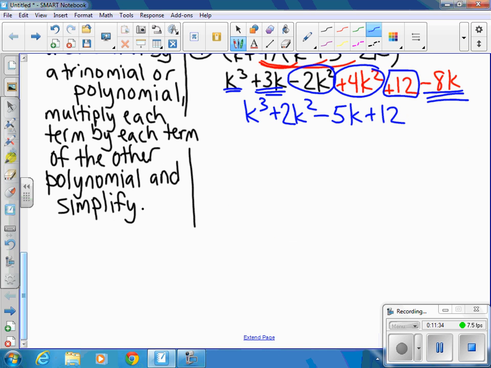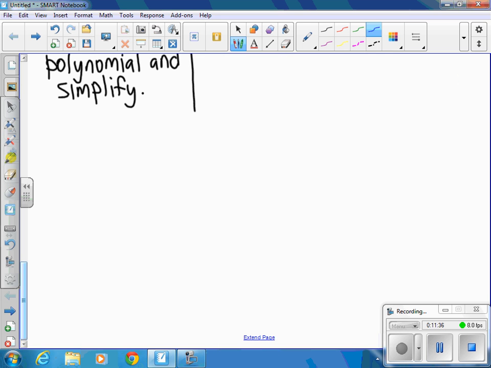So the next thing we want to do is take a look at some special patterns that exist. These are known as the special product patterns.